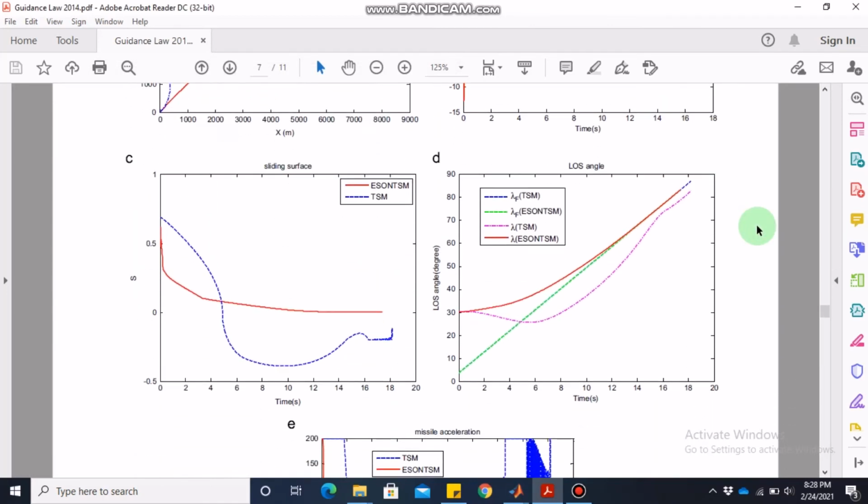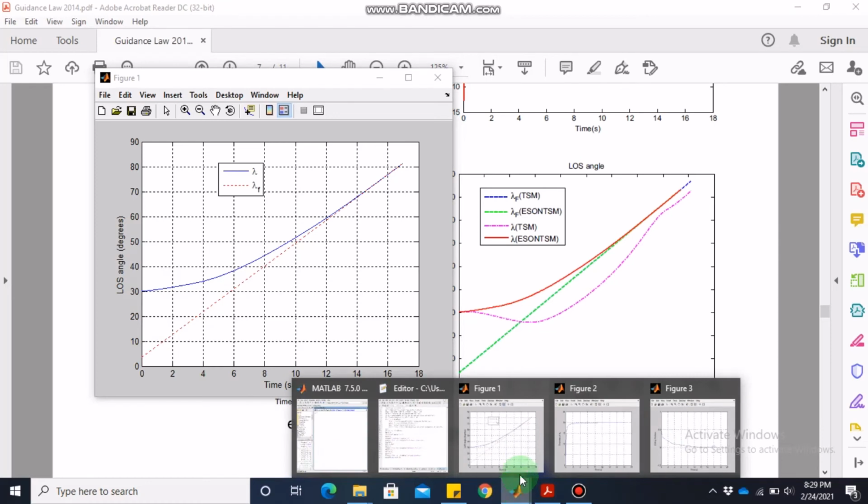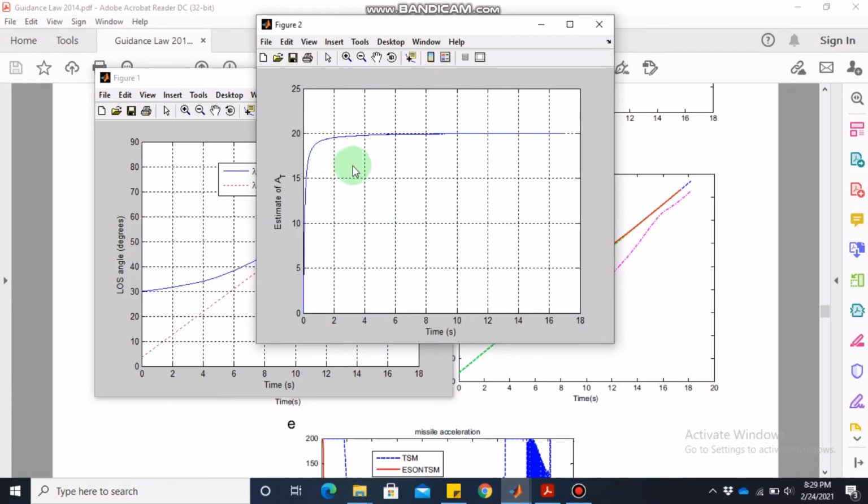Figure 1 corresponds to this: this red line is the lambda with their proposed approach, and this green line is lambda f. The green line in the paper corresponds to the dotted red line in this figure 1, and this blue line corresponds to this red line. And then we also have the estimate of the target acceleration that goes to 20.